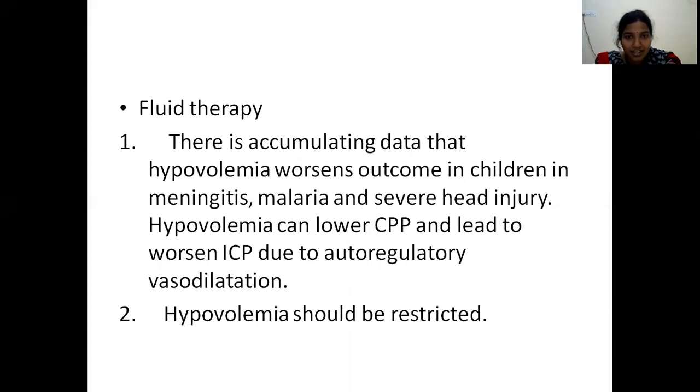Fluid therapy: there is accumulating data that hypovolemia worsens outcome in children with meningitis, malaria, and severe head injury. Hypovolemia can lower CPP and worsen ICP due to autoregulatory vasodilatation. So hypovolemia should be avoided.